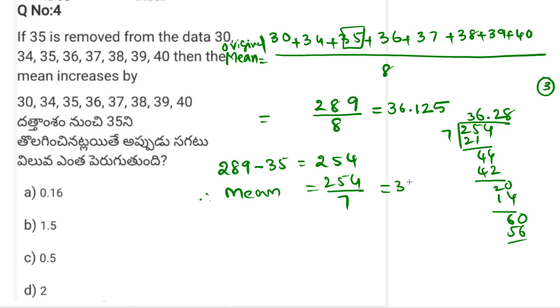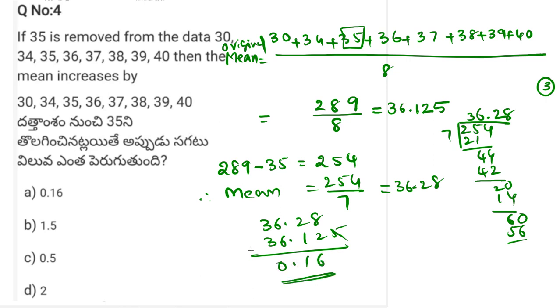This is equal to 36.28. So therefore the difference is equal to 36.28 minus 36.125. Let us ignore this 5. So this is 6 and this is 1 and 0. So 0.16 is the answer. So option A is the answer.